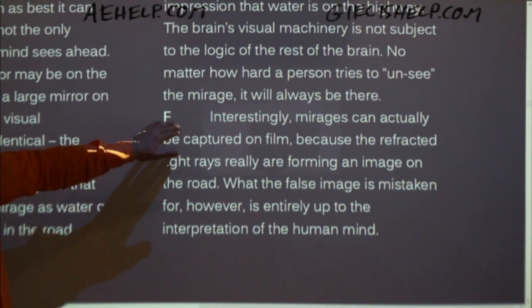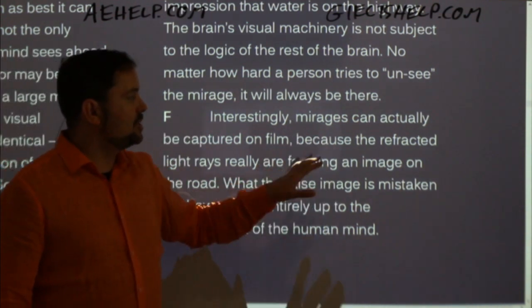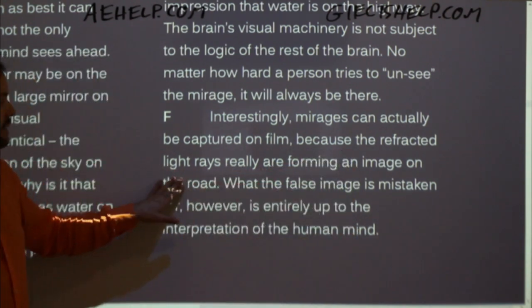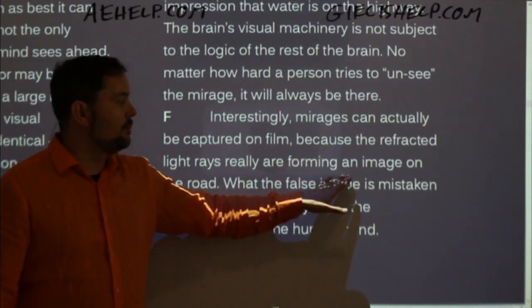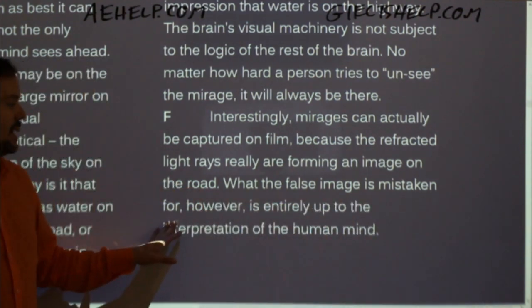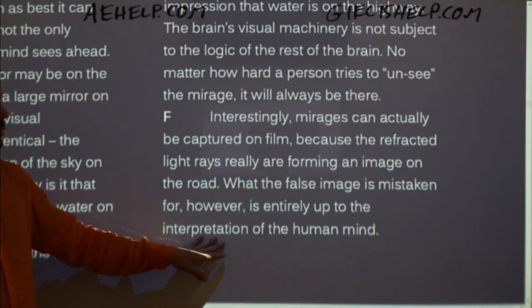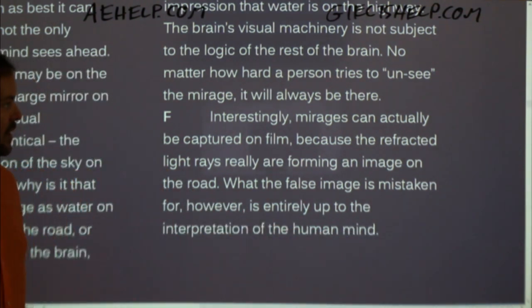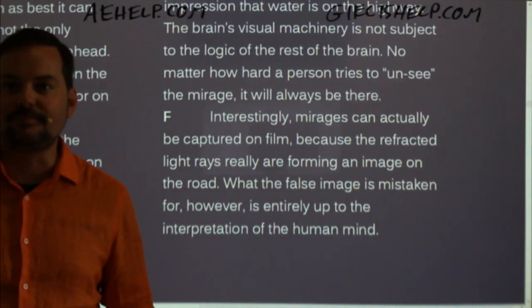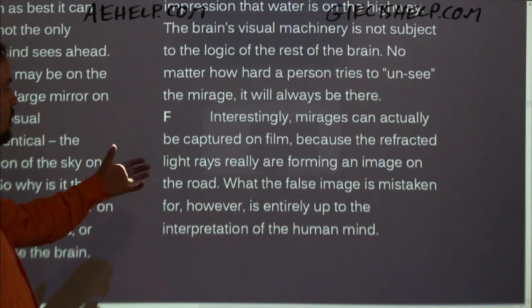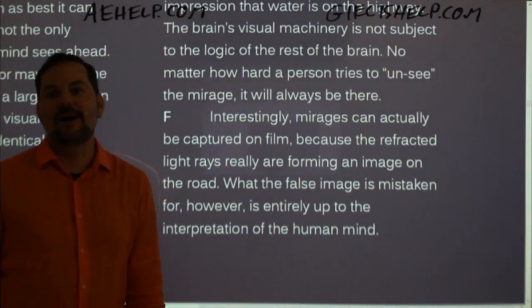All right, F. Interestingly, mirages can actually be captured on film. Because the refracted light rays really are forming an image on the road, what the false image is mistaken for, however, is entirely up to the interpretation of the human mind. Okay? What is this paragraph about? Don't give me the answer. Tell me what it's about. What is paragraph F about?